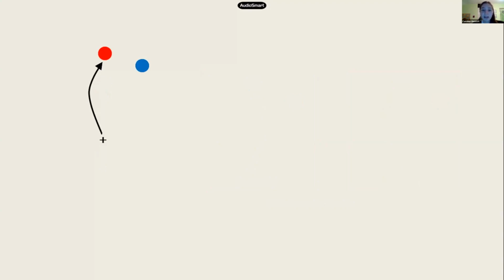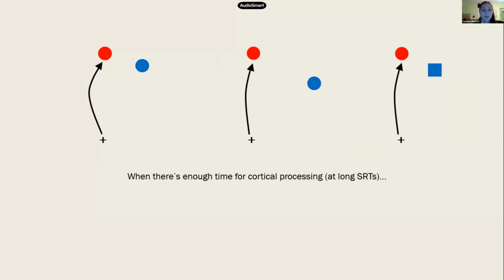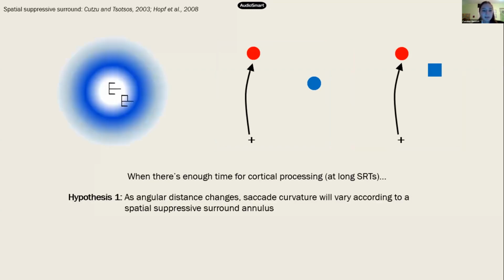So to better understand the target-distractor interaction, we varied the distance of the distractor to the target, as well as the similarity. And so when there's enough time for this cortical inhibition of the distractor at these long reaction times, we expect that as angular distance changes, saccade curvature will vary according to this spatial suppressive surround annulus.